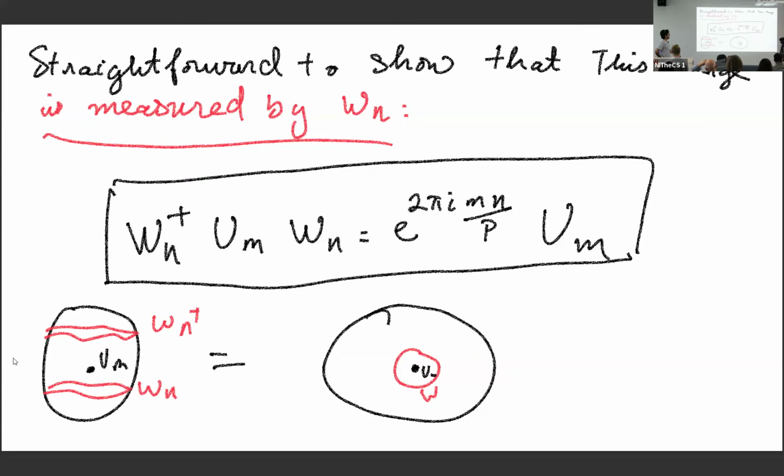And the algebra of operators is very simple to write down. You conjugate U by the line, and you see that U just changes by a phase. And this phase is e to the 2 pi i over P. It's a ZP phase. So this is saying that the lines actually measure the charge of this operator here.